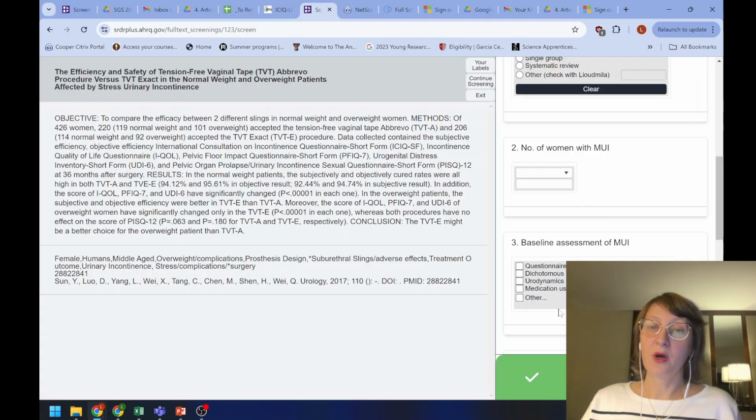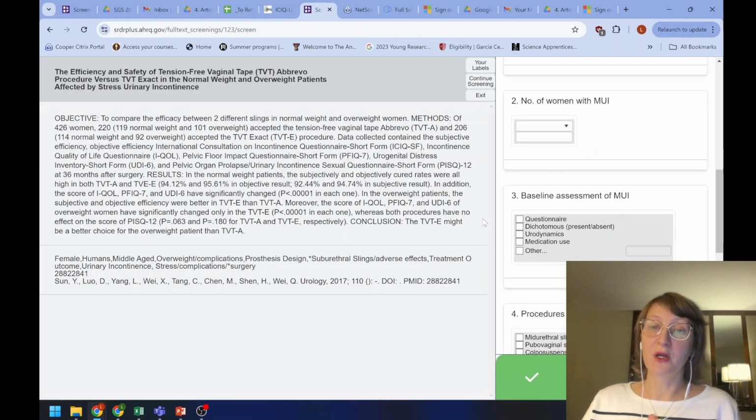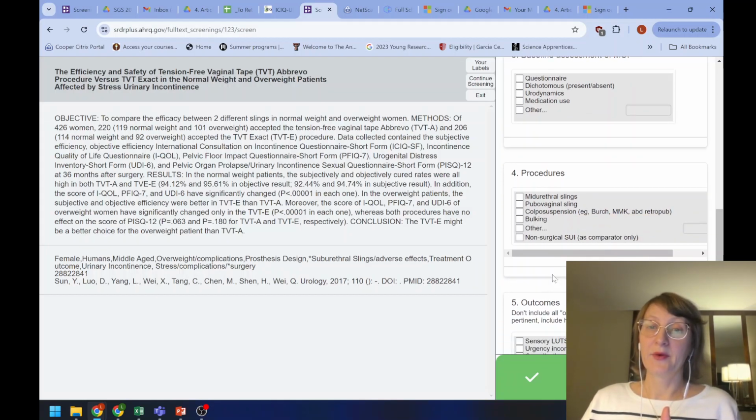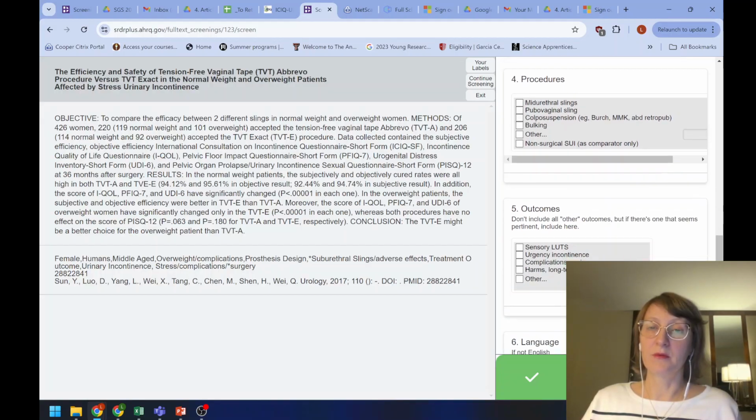For baseline assessment of MUI, was it measured by questionnaire, was it dichotomous, like yes or no, was it a urodynamic criterion, or was it defined by OAB medication use? Just pick one, and if you don't know what to pick, just put other here. And for procedures, try to see if you can put it in the categories here. You can pick multiples here. So if it's a double arm study, just pick both.